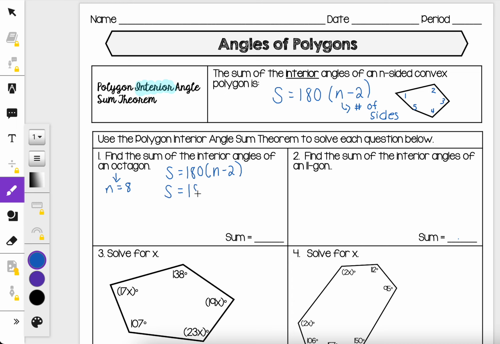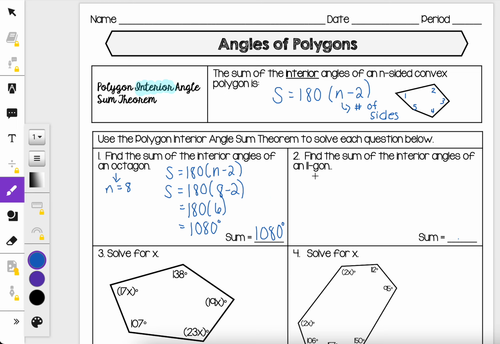So I'm going to take 180. N in this case is going to be 8 because that's the number of sides an octagon has, minus 2. And we just plug this into our calculator to get 1080 degrees. So the sum of the interior angles of any octagon is going to be 1080 degrees.